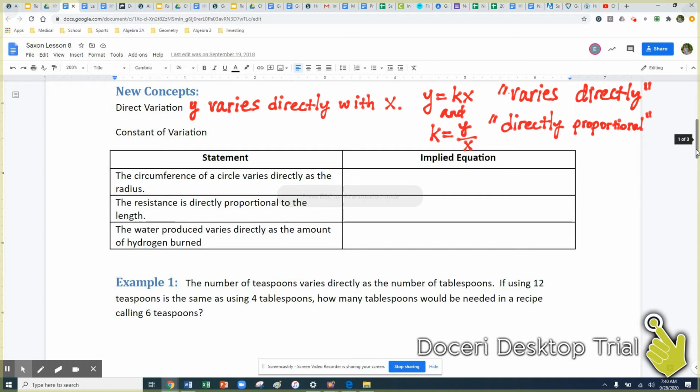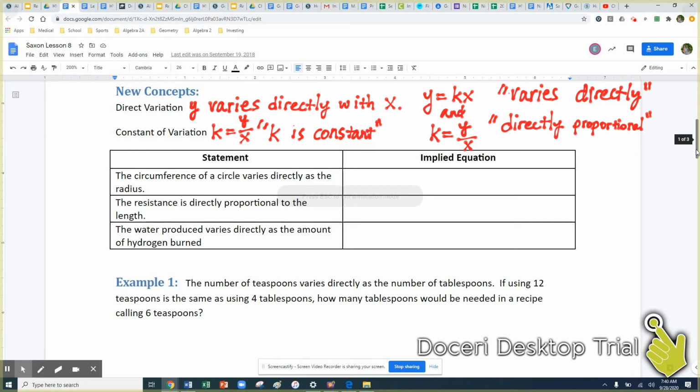Excuse me. The constant of variation is that price that we're talking about. So the constant of variation is what's called the K value. And to find K, you can take your Y over X. So K represents the constant. So that constant value that we're going to see in each case.